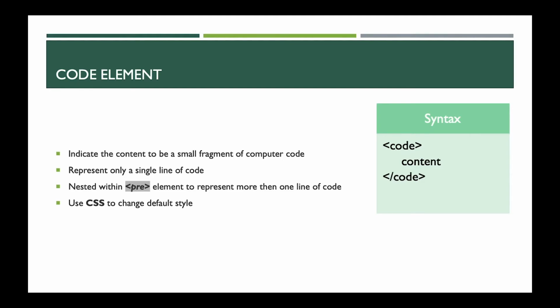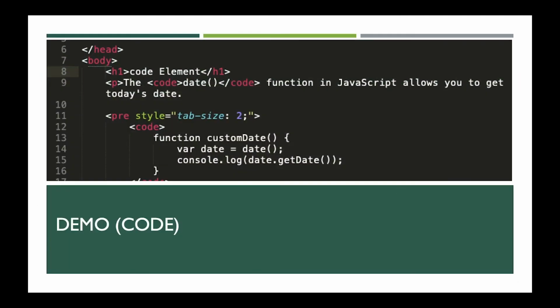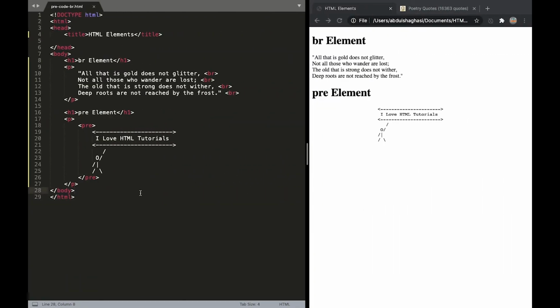Also, as always, we can definitely use CSS to bring any sort of visual changes to our code and make our content look prettier on our web page. To the right side, we can see the basic syntax of the code element. So it's already defined with code, and we've got the content and then the closing tag. With that being said, let's look at how it's implemented in our web page.